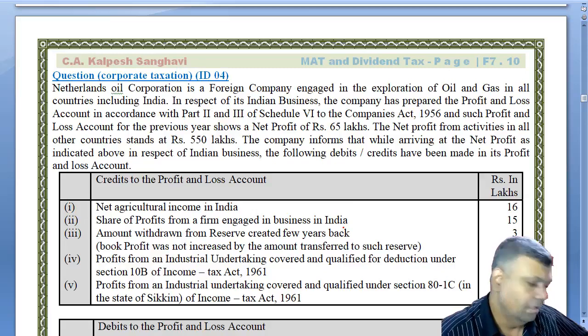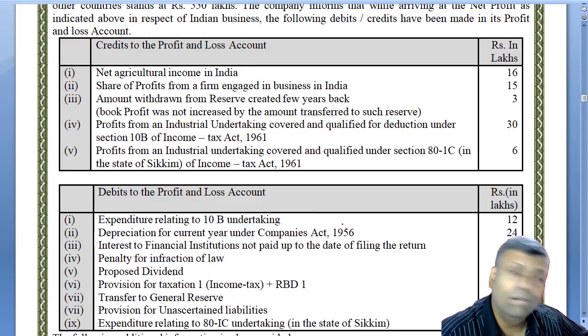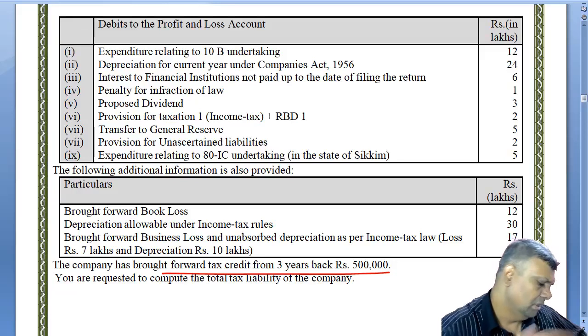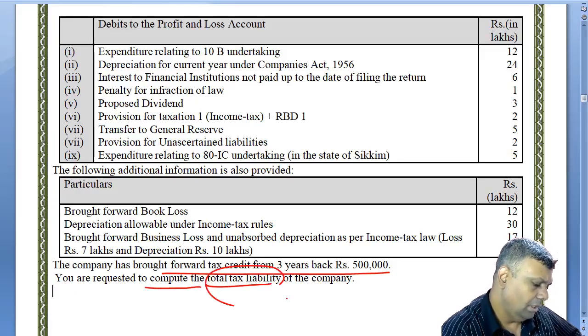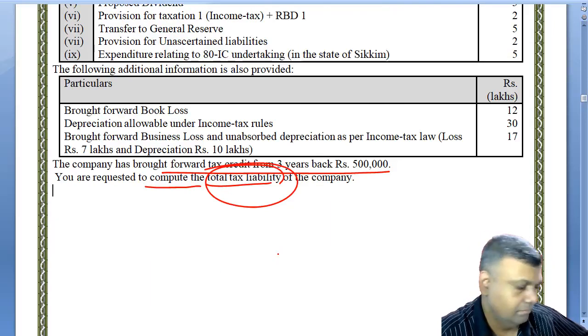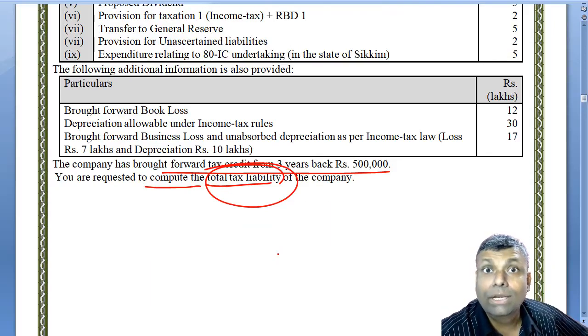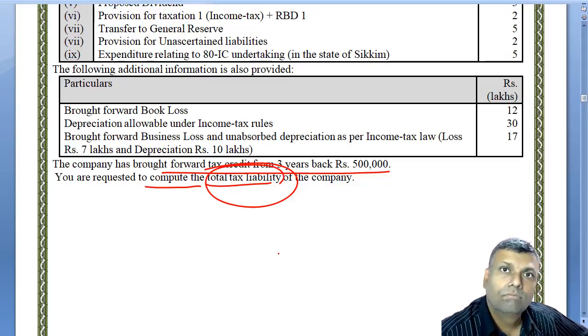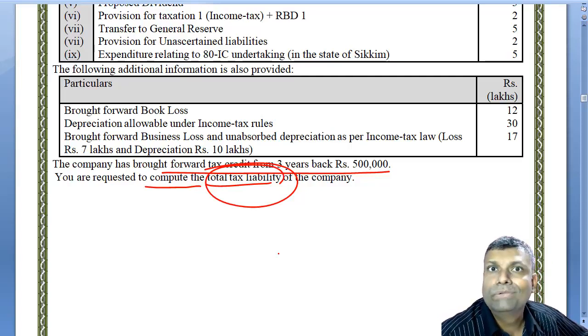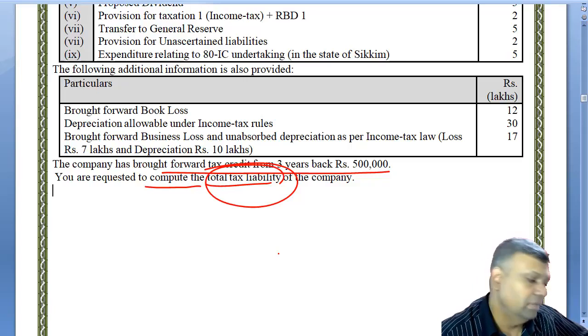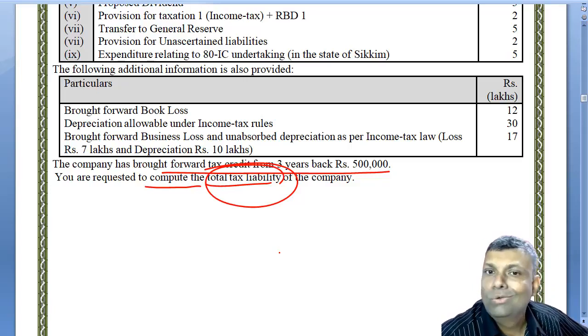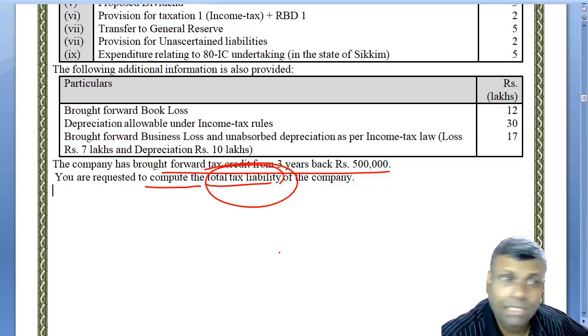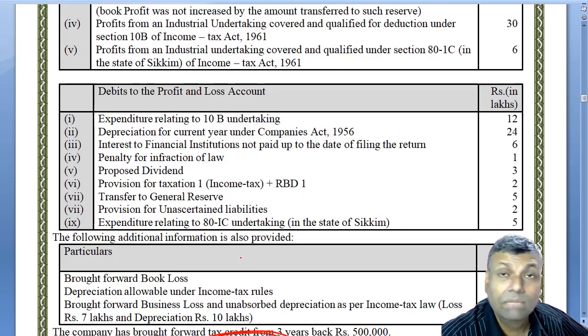This I think I solved in my previous class, Netherlands Oil Corporation. What is the language of the question? You are requested to compute the total tax liability of the company. That is the language of the question. This question does not even print that you do total income or book profit, something like that. They have just asked you to do the tax liability working. So you have got to do everything, because for a corporate assessee, you cannot get a tax liability without applying math. Keep that in mind.